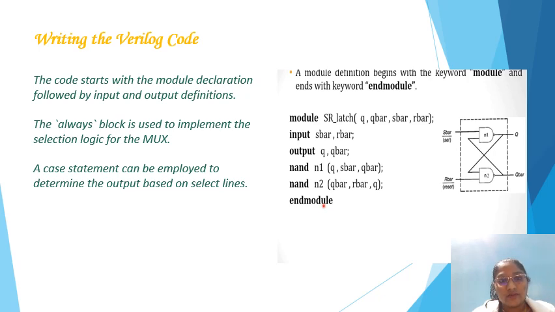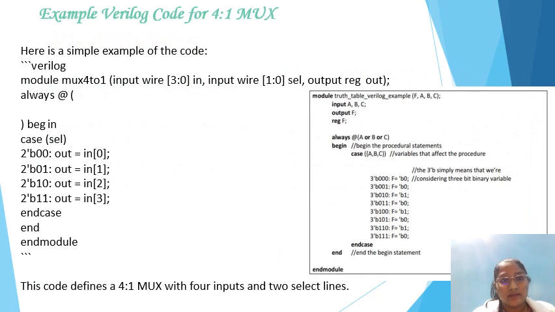The code starts with a module declaration followed by input and output definitions. The always block is used to implement the selection logic for the MUX. A case statement can be employed to determine the output based on the select lines. Here is the example Verilog code for a 4:1 MUX.